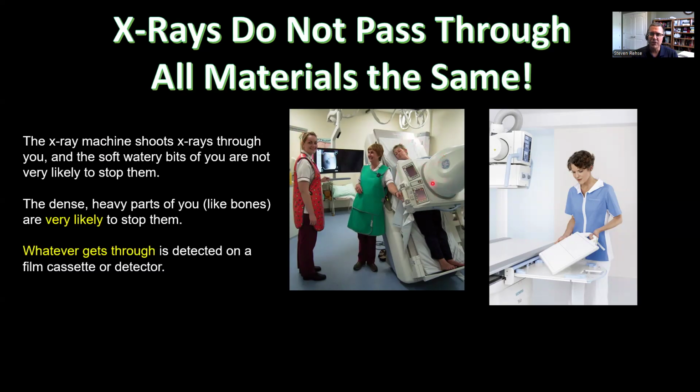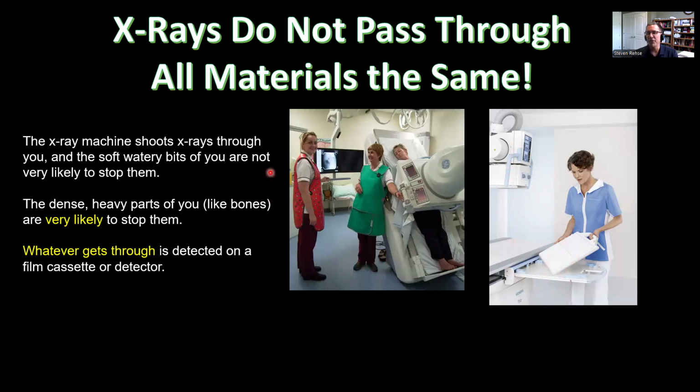So here's a patient underneath an x-ray machine. The x-ray machine shoots the x-rays through you, and the soft, watery bits of you are not very likely to stop those x-rays. So those x-rays that go through the soft watery bits of you will come through the patient, and they're going to be detected on a film cassette or detector. So here's an x-ray technician loading a film cassette where the patient would be lying here. The x-rays are going to come from above, go through the patient. Whatever gets through the patient is read and recorded on here.